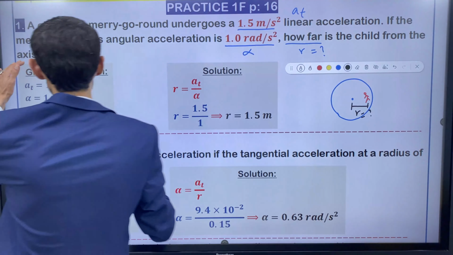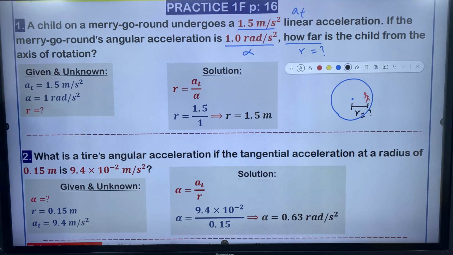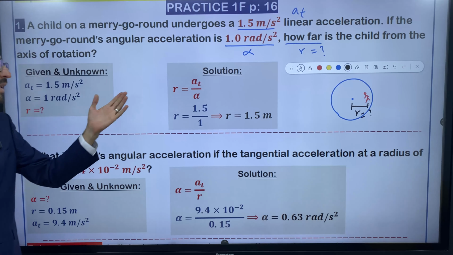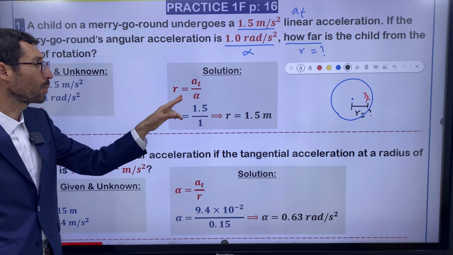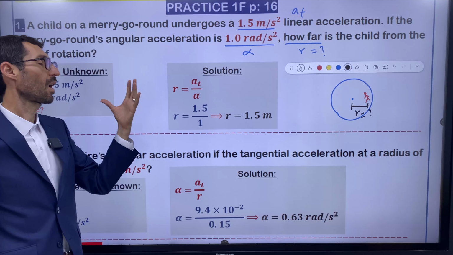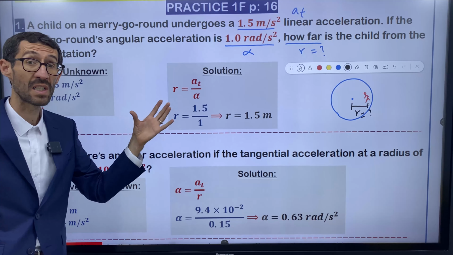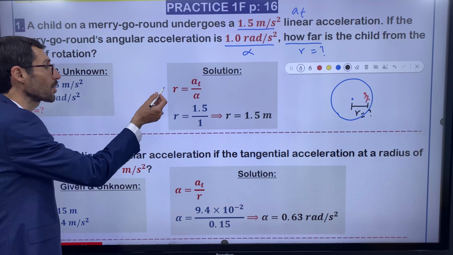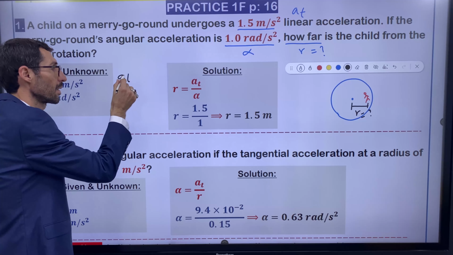So I summarized the information in this box. AT is given, 1.5 meter per second squared. Alpha is 1 rad per second squared. We look for r. We use this rule: r is equal to AT over alpha. Maybe you say, teacher, where does this rule come from? What's the origin of this rule? This rule comes from the main rule.